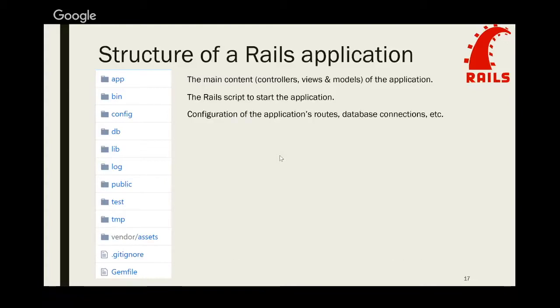The config folder is to save your routes. Later we will know what these routes mean. It's called routes because it's really something similar to your router. You also need to know the database connection credentials, let's say your database username and password. You also need to store them inside the config folder.